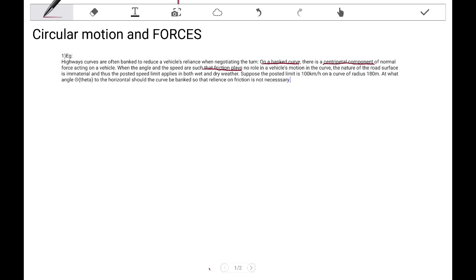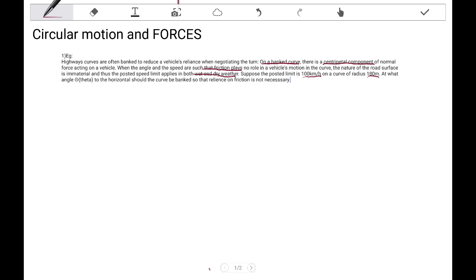The nature of the road surface is immaterial, and thus the posted speed limit applies in both wet and dry weather. Suppose the posted speed limit is this, on a curve of radius 180. At what angle theta to the horizontal should the curve be banked so that reliance on friction is not necessary?